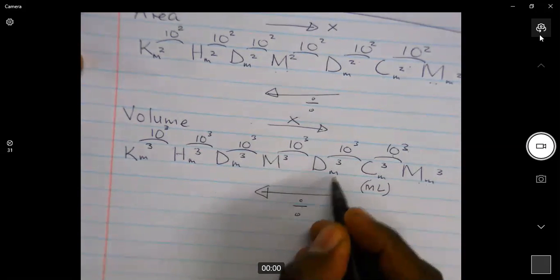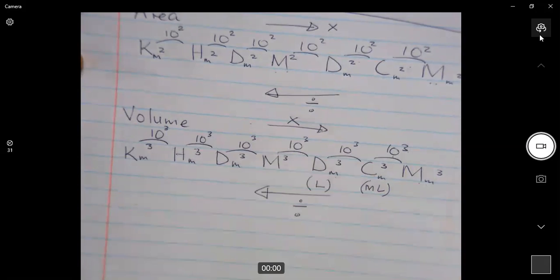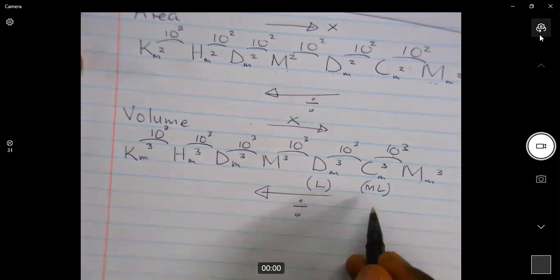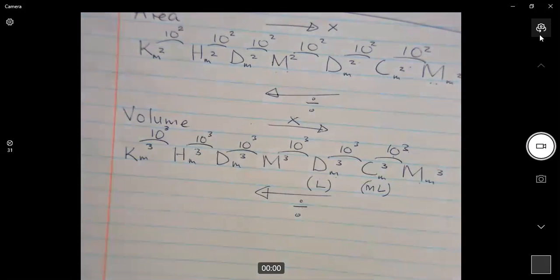Then please note, cubic centimeter is the same as milliliter, and cubic decimeter is the same as a liter. So whenever you see a liter, it's the same as cubic decimeter. Whenever you see milliliter, it means it's a cubic centimeter. Yes? No, it's volume. Cubic centimeter means 1 centimeter length, 1 centimeter breadth, 1 centimeter height. It's the space covered by a breadth of 1 centimeter, a length of 1 centimeter, and a height of 1 centimeter.